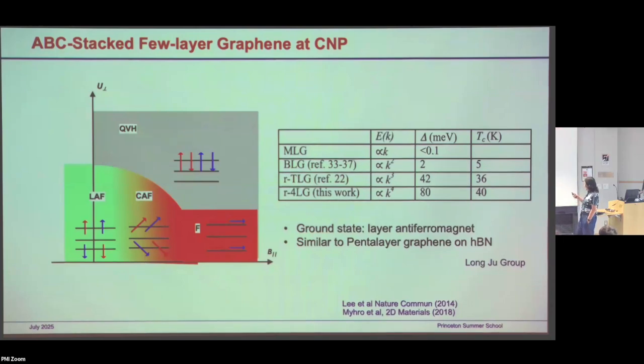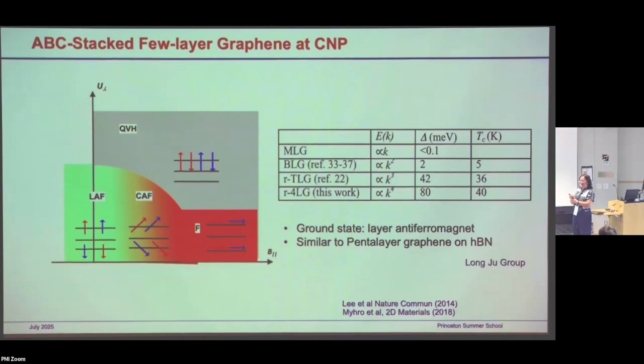I want to say that it is similar to what Longju's group has seen at the charge neutrality point in pentalayer graphene on hexagonal boron nitride. This makes sense because hexagonal boron nitride also has screening, since the dielectric constant is 4. So they have to go to pentalayer graphene to see this state, whereas in a suspended sample we can see it in bilayer graphene. Of course, they have seen a lot of other really interesting states, such as the fractional quantum anomalous Hall effect.